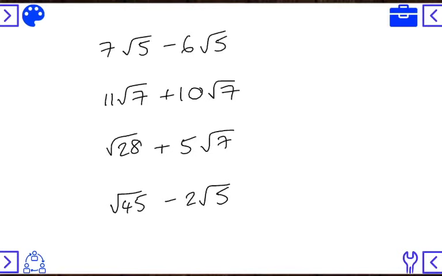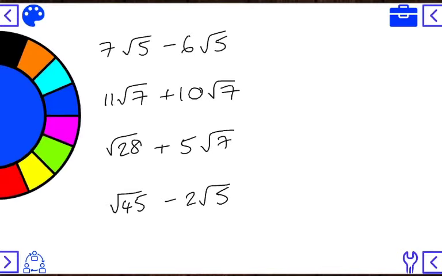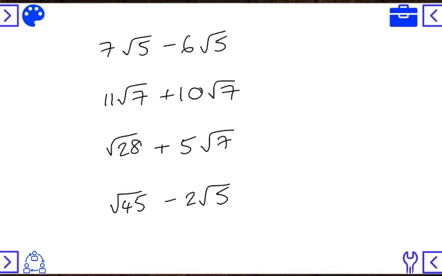Okay, so let's go through these answers then. So first of all, I'm looking at the first one, 7 root 5 minus 6 root 5, and I can see that they both have the common term there. So 7 root 5 minus 6 root 5 will give me 1 root 5 or just root 5. Moving on to the next one, I can see that both of them contain root 7. So 11 root 7 add 10 root 7 will then give me 21 root 7.